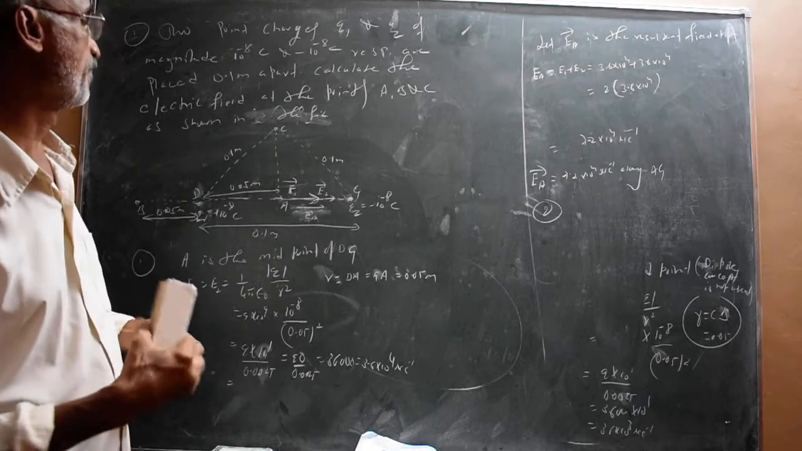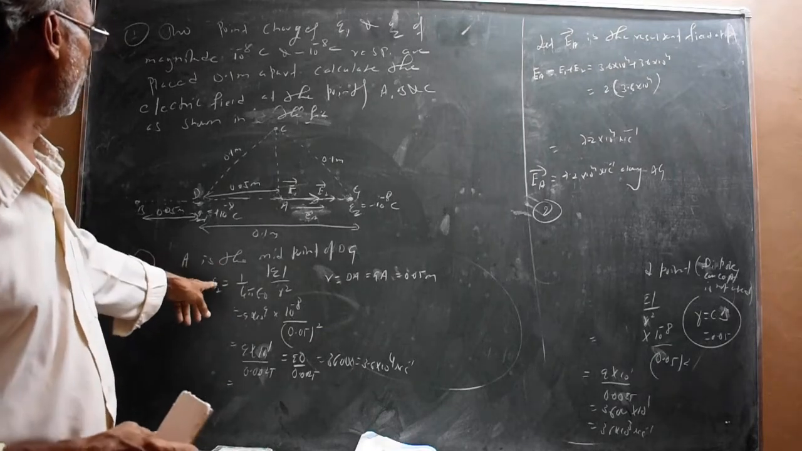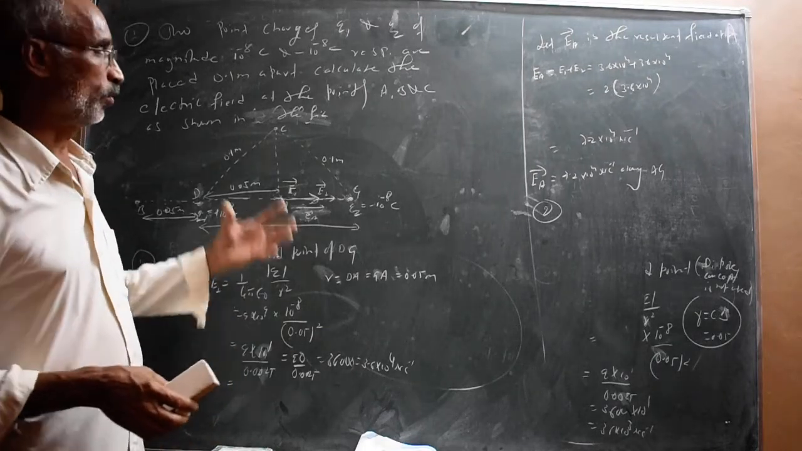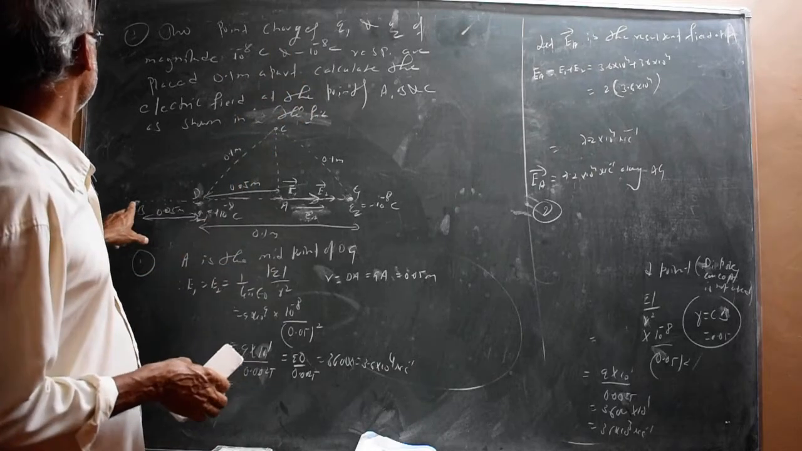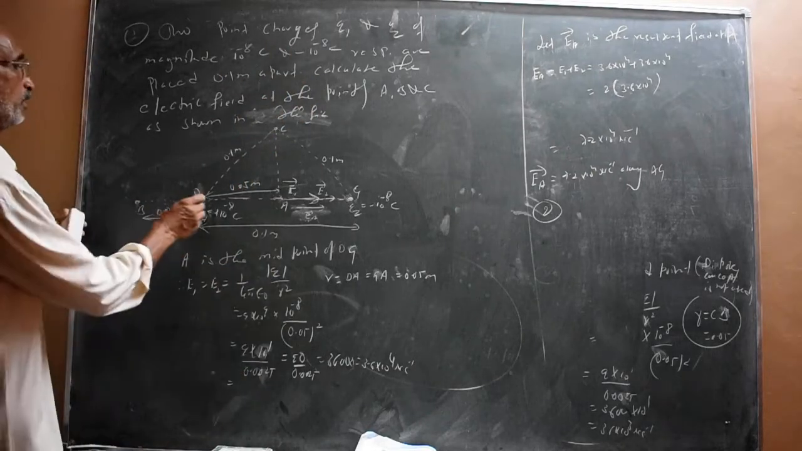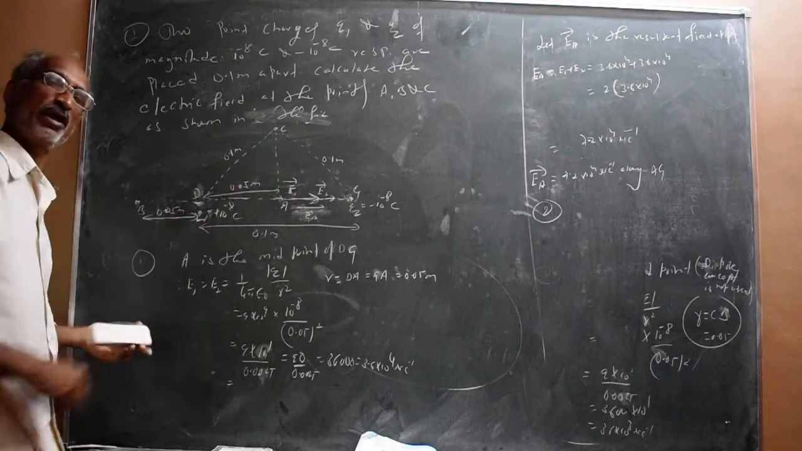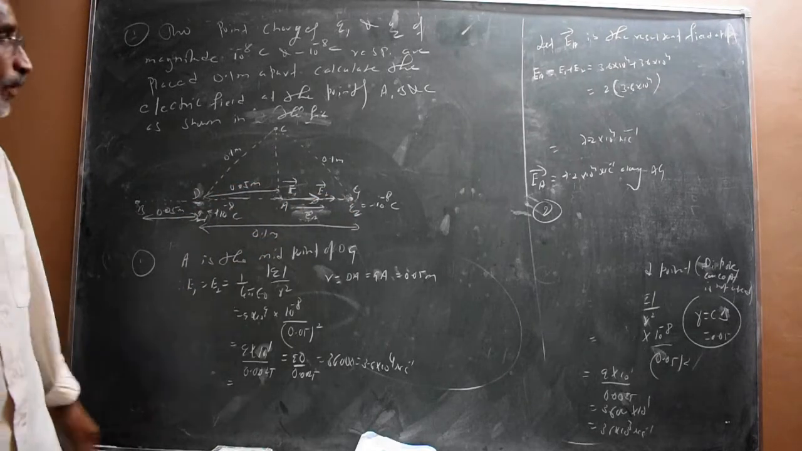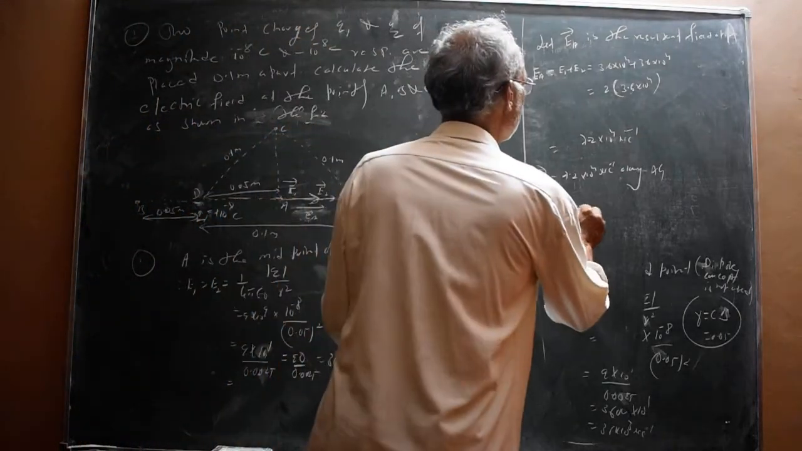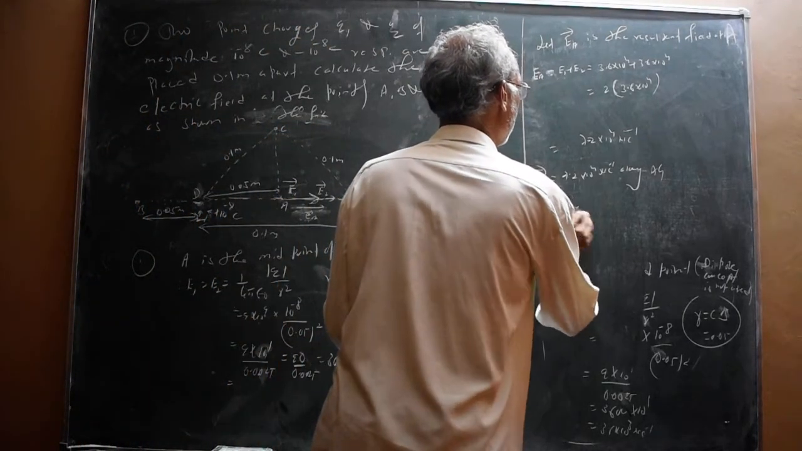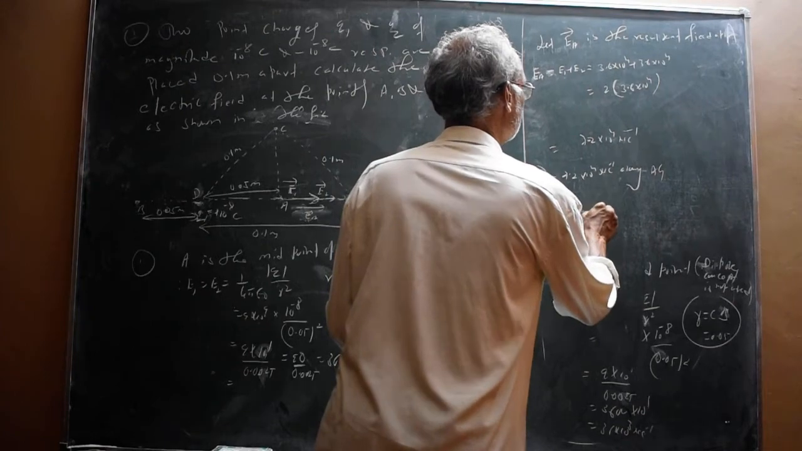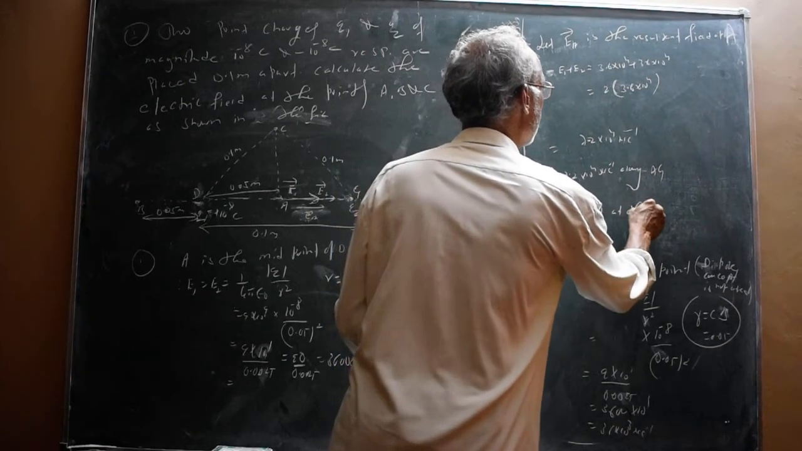So here, individual fields are to be calculated at point A and both are to be added. But point B is an external point. It is not between Q1 and Q2. This is an outside point on the axial line. For that one, the dipole concept can be applied. So point B is on the axial line. Field at the point B.